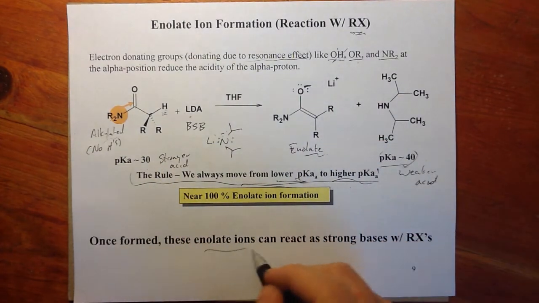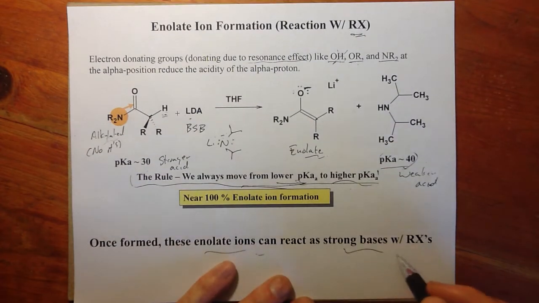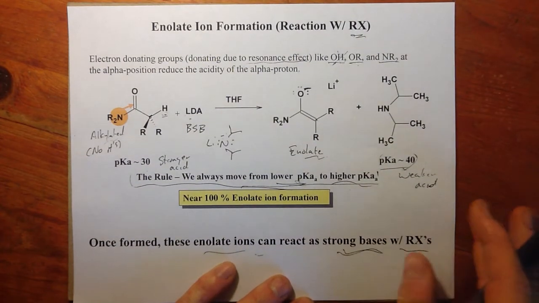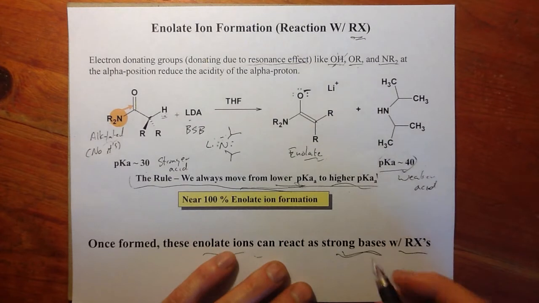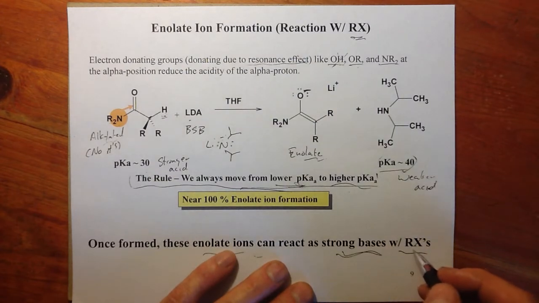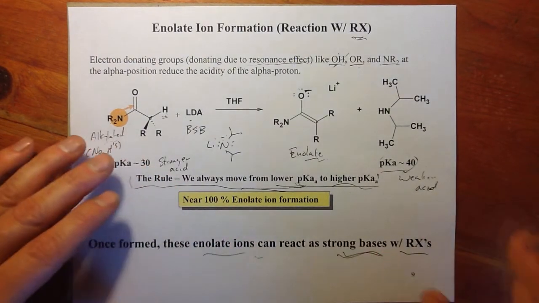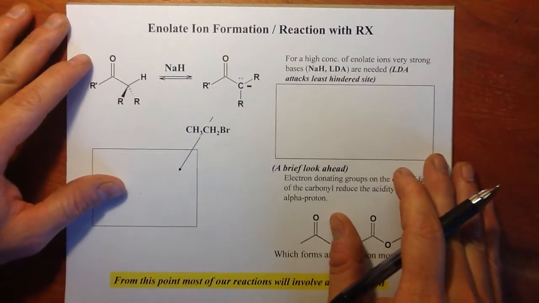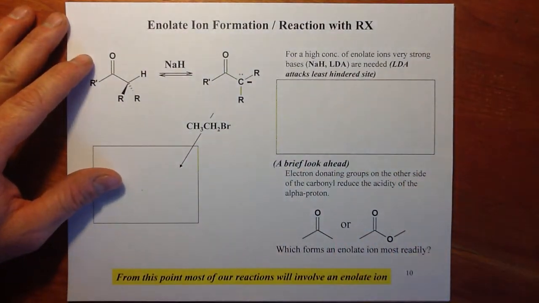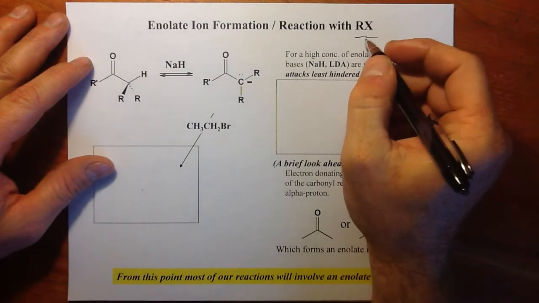Once these enolates are formed, they can react just like we've seen strong bases react with alkyl halides. So everything's in effect. If it's an alkyl halide that's secondary or tertiary, we'd get E2. If it's a primary, we get SN2. So let's look at some of that chemistry and we'll be done. Discussion of enolates reacting with alkyl halides.